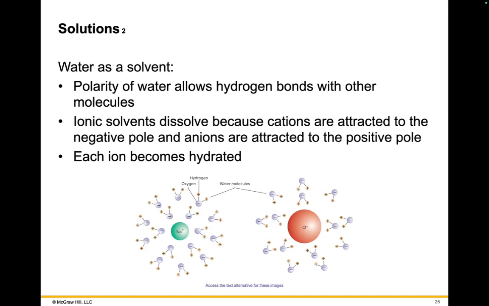So remember that water is polar, and that allows it to form hydrogen bonds with other polar molecules. Ionic solvents dissolve because those cations are attracted to the negative poles of water, and anions are attracted to the positive poles. So each ion actually becomes hydrated. So it's interacting with water. So here you see sodium with the negative ends of water attracting to the sodium, and chlorine attracting the positive ends.